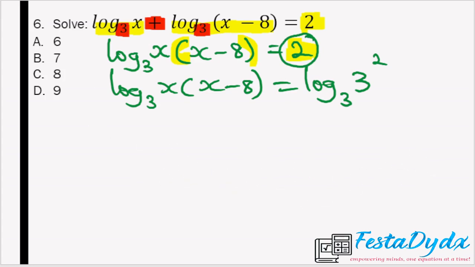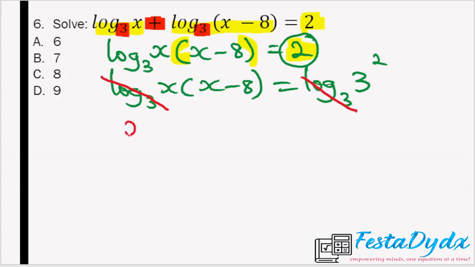Now that we have the logarithm on both sides of the equation, log 3 is here, log 3 is also here. So we can as well say logarithm base 3 cancels logarithm base 3. So log 3 cancels log 3.